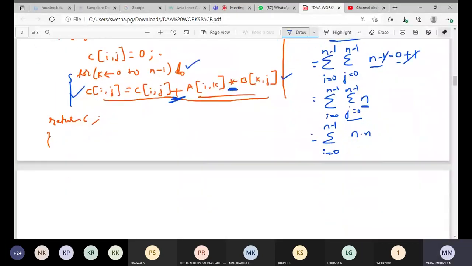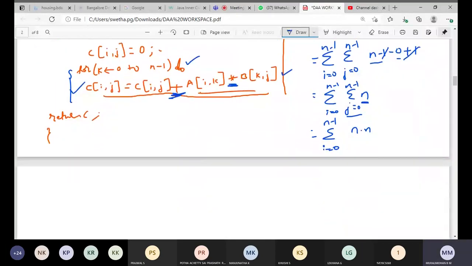Yes or no? Next, if we simplify this, again this is n. So if I simplify this, again we'll get n, and this n into n will be as it is. So n into n into n, that is equal to n cube.